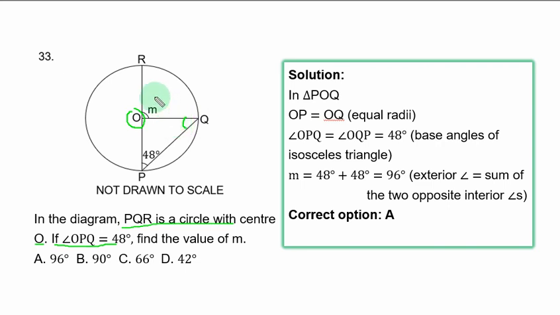In that triangle, angle M is exterior, and you know that the exterior angle is equal to the sum of the two opposite interior angles. All I have said will lead you to this point. So M is equal to 48 degrees plus 48 degrees, and that is 96 degrees. A is the correct option.